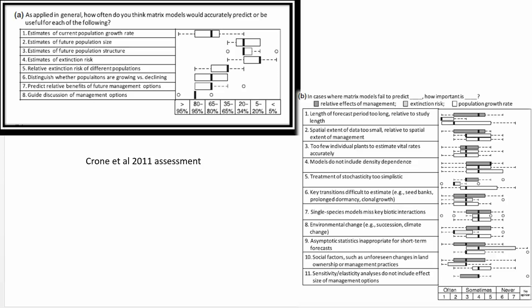And then over on the right, there are places where you have three different types of goals for PVAs: to look at the relative effects of management, to predict extinction risk, or to look at population growth rate. And those represent these three colored bars.